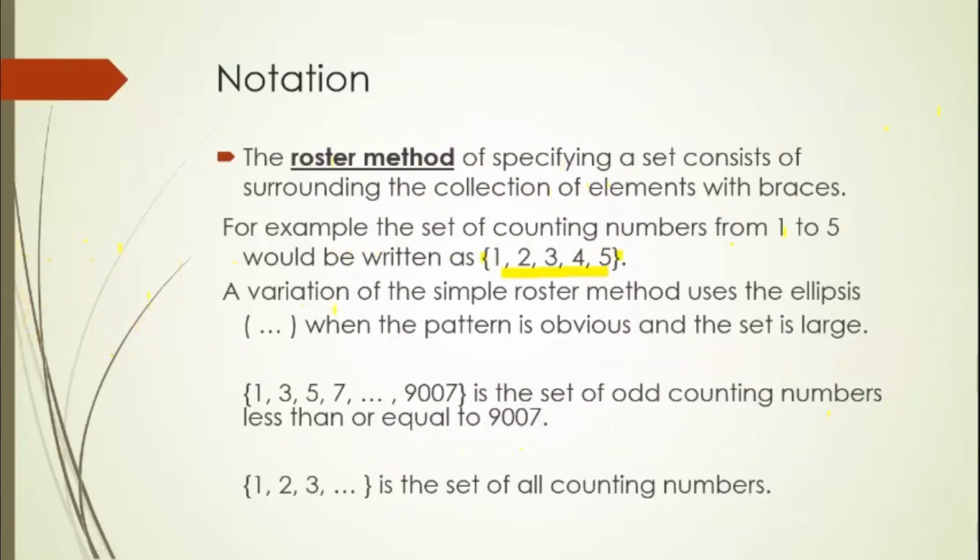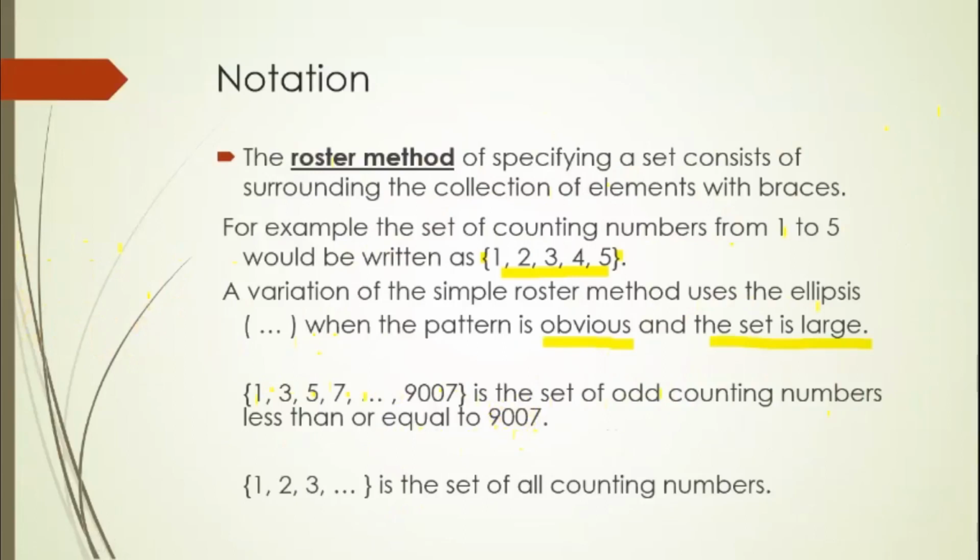Okay, a variation of the simple roster method uses the ellipsis when the pattern is obvious and it doesn't cause any confusion, and the set is large. This is the only time that you will be allowed to make use of the ellipsis. So we have here 1, 3, 5, 7 up to 9007. This is the set of odd counting numbers less than or equal to 9007.